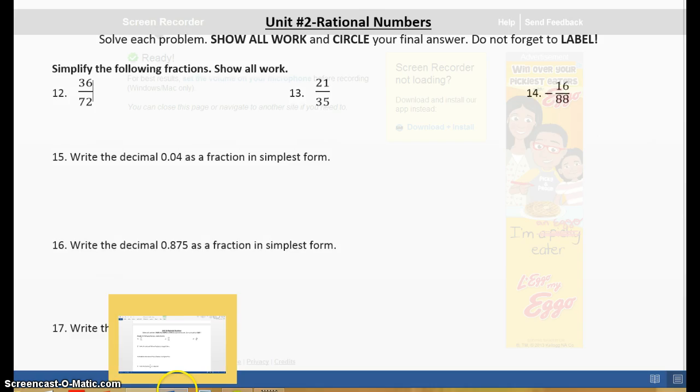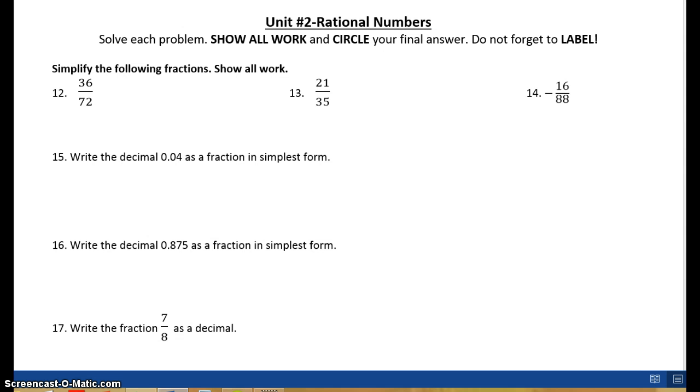So my first question is 36 over 72. I'm going to divide both numerator and denominator by 36. Now, if we did not recognize right away that we could divide both by 36, you could start with dividing by 2, since we know both of those numbers are even. So when you divide 36 by 36, that is just 1, and 72 by 36, that is 2. So our final answer is just 1/2 for that one.